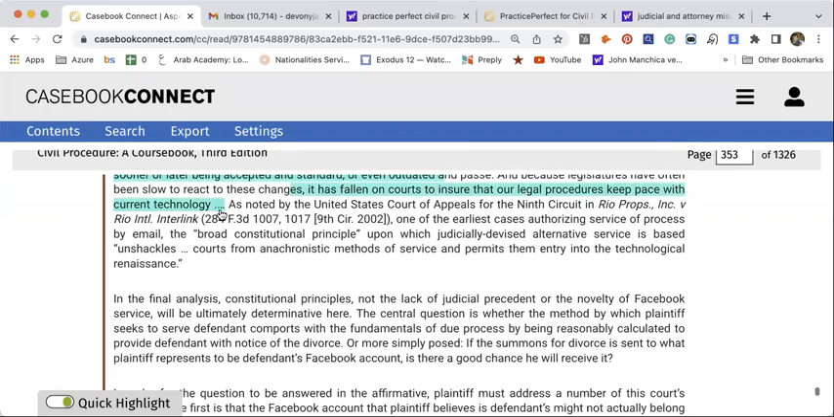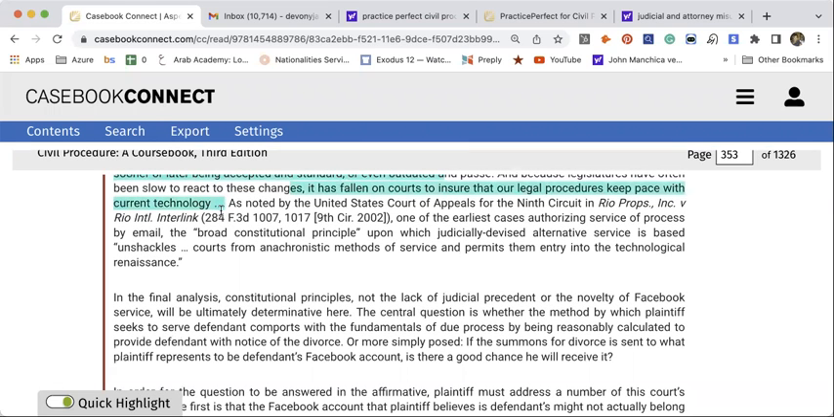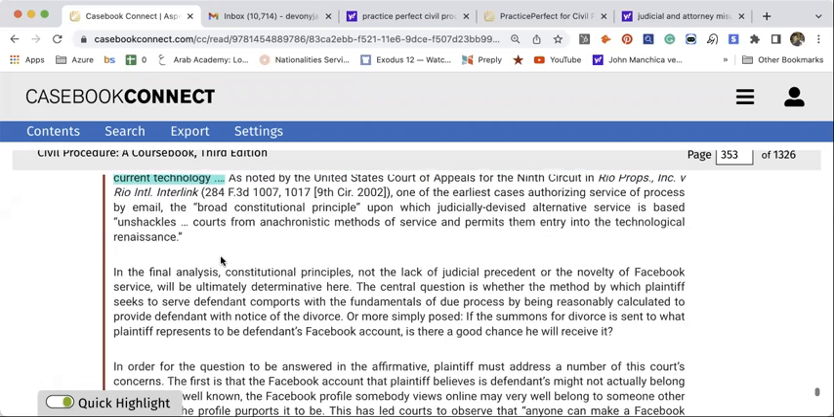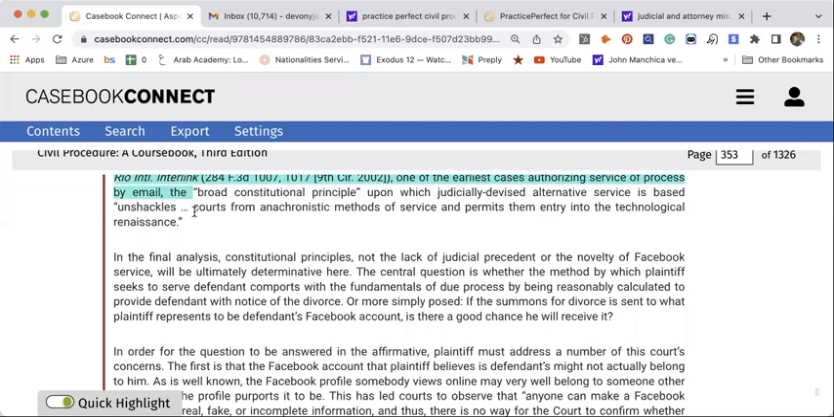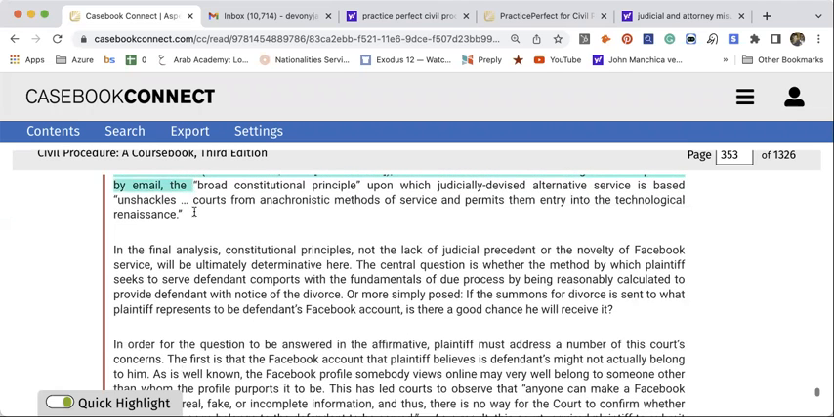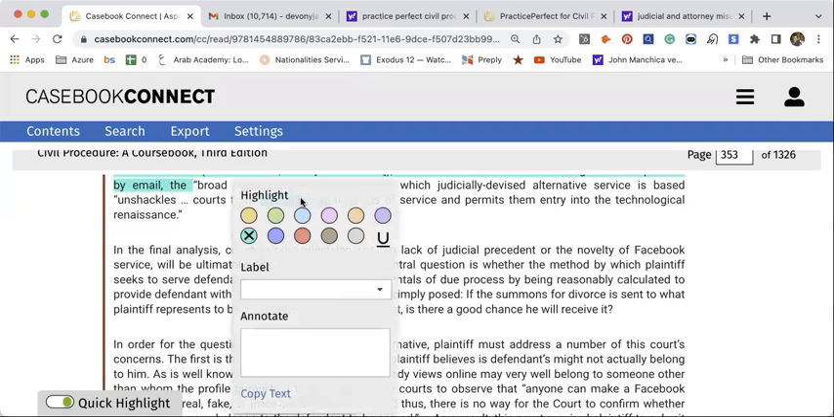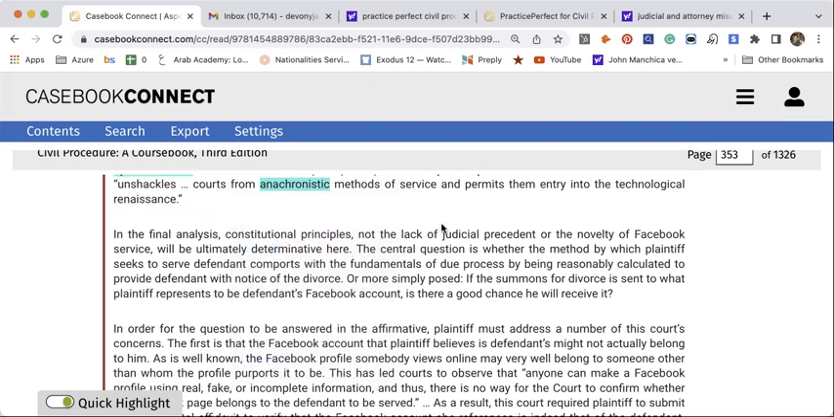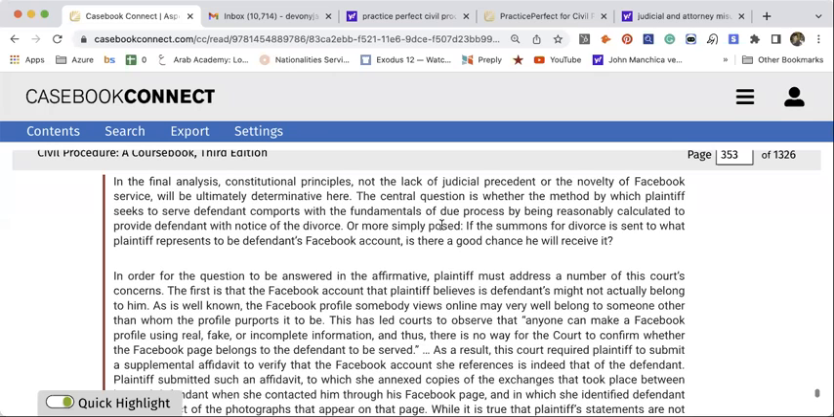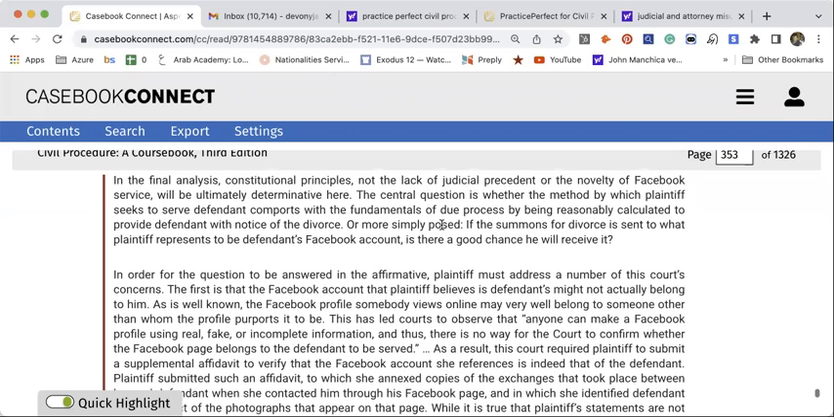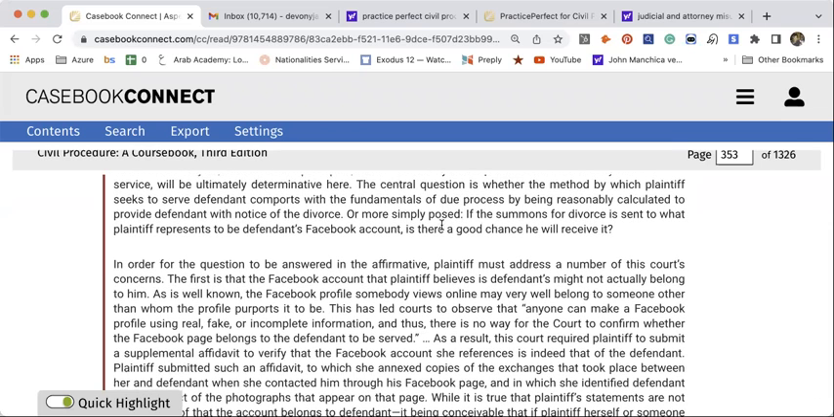As noted by the United States Court of Appeals, Ninth Circuit, in Rio Properties, Inc. versus Rio International Interlink, one of the earliest cases authorizing service of process by email, the broad constitutional principle upon which judicially devised alternative service is based unshackles courts from anachronistic methods of service and permits them entry into a technological renaissance. In the final analysis, it is constitutional principle, not the lack of judicial precedent or the novelty of Facebook service, that will be ultimately determinative here.